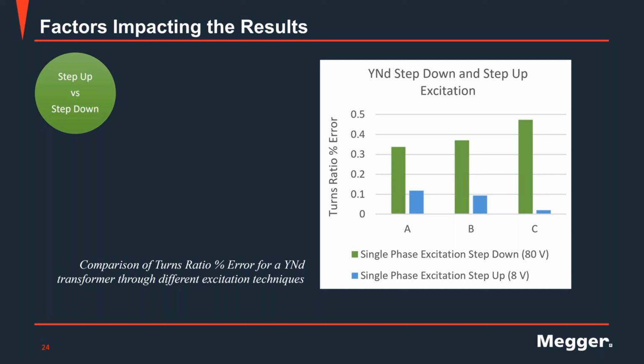If we look at phase C on this example, with step down we were very close to the limit, 0.5%, and with step up, again 10 times less voltage for the test, very, very small error. Again, we are not making the transformer better, we are just getting better accuracy for our measurement.